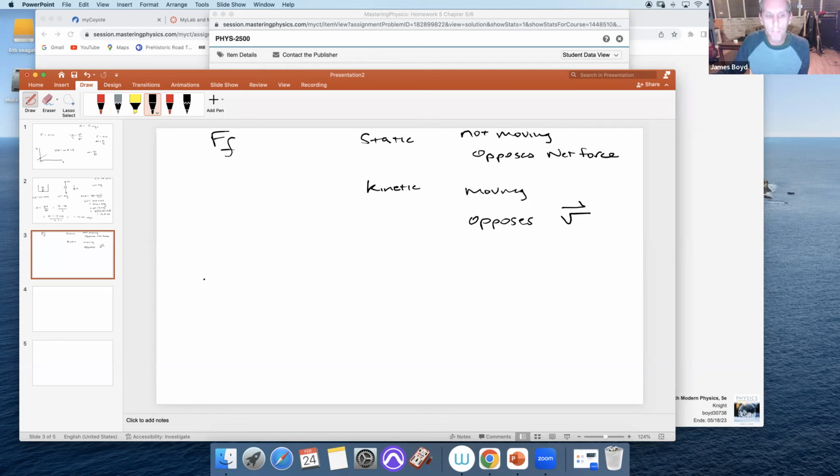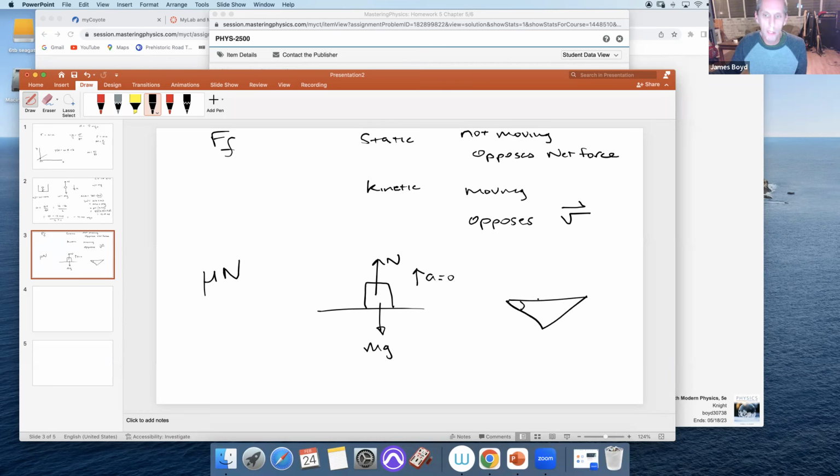They both have the same form, mu n. For a flat surface, a block would have a normal force of mg, because normal force is up, mg is down, A is up, but 0. On an incline, your normal force is up, but your weight in the direction perpendicular to the surface is mg cosine. So on an incline, your normal force is mg cos. On a flat surface, your normal force is mg. And this is AY, of course.